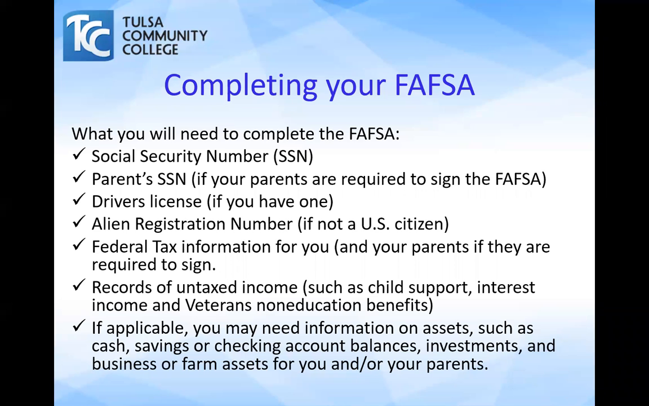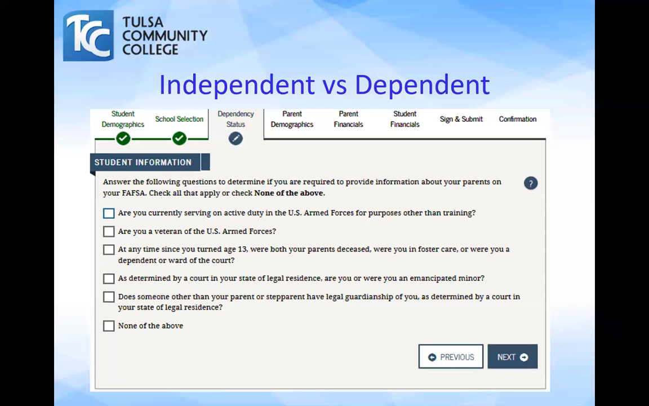To complete your FAFSA, you will need to have certain information available, including Social Security numbers, your alien registration number if you are not a U.S. citizen, and income information. Some students are required to add parent information to the FAFSA and to have a parent sign the FAFSA. The Dependency Status tab on the FAFSA will help you understand whether you are required to list parent information. If you feel you have extenuating circumstances that will keep you from providing parent information, speak to the Financial Aid Office.